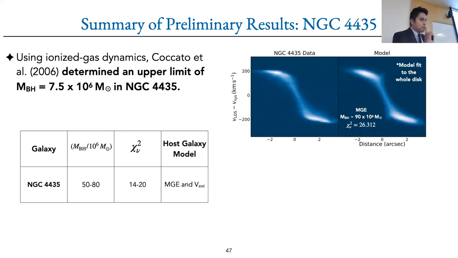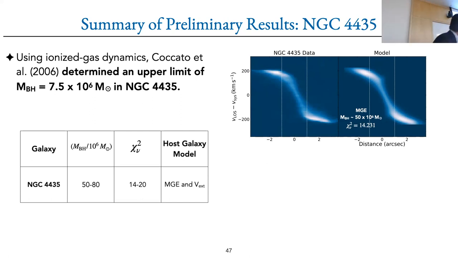Same thing for 4435, actually. Again, we can play the same game where we fit an MGE with one free parameter across the entire disk, and we get a black hole mass that is 90 million times the mass of the sun, much higher than the derived upper limit in the previous work. But again, just a really poor overall fit to the data. There are some complex things going on in the data that the models are not quite capturing. So okay, full disk, no good. Maybe we try the inner parts of the disk, and it's a little bit better, but still not great. I have a black hole mass of about 50 million times the mass of the sun.